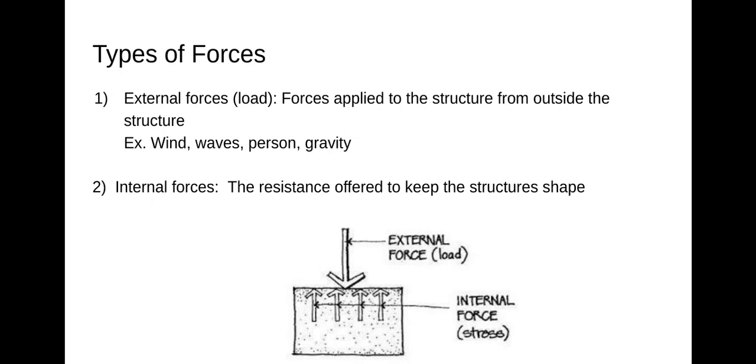So two types of forces that I talked about that we're going to look at in more detail in topic 3 are external forces. So from the outside of a structure: wind, waves, a person, gravity. And then internal forces are what push back and are offered to keep the structure's shape. So you can see in the picture below the external forces, that big arrow. And then within that block, let's call it a brick, you can see that there's internal forces pushing back.